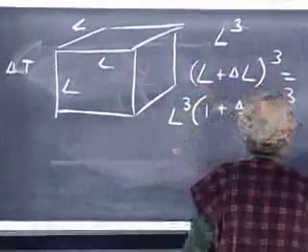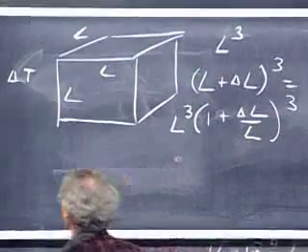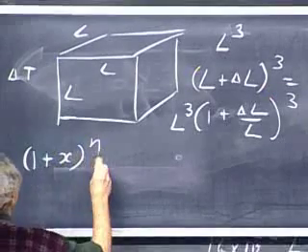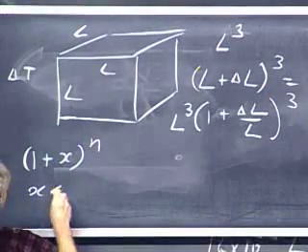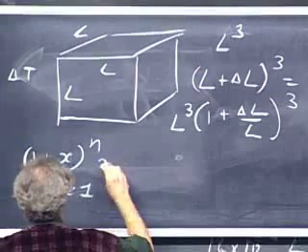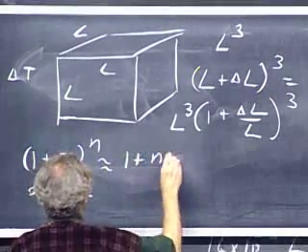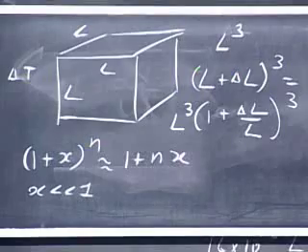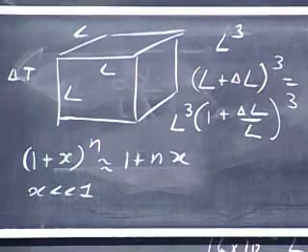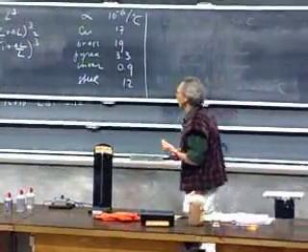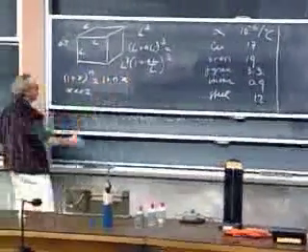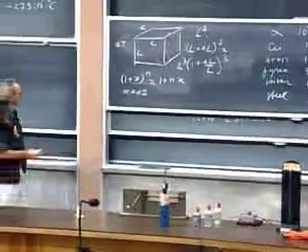Now, perhaps you remember, or at least you should remember, that (1 plus x) to the power n, in case that x is much, much smaller than 1, is approximately 1 plus nx. We've used that before when we discussed the Doppler shifts, light from receding stars. This is called the binomial series, binomial expansion. It's really the first order terms of the Taylor expansion.